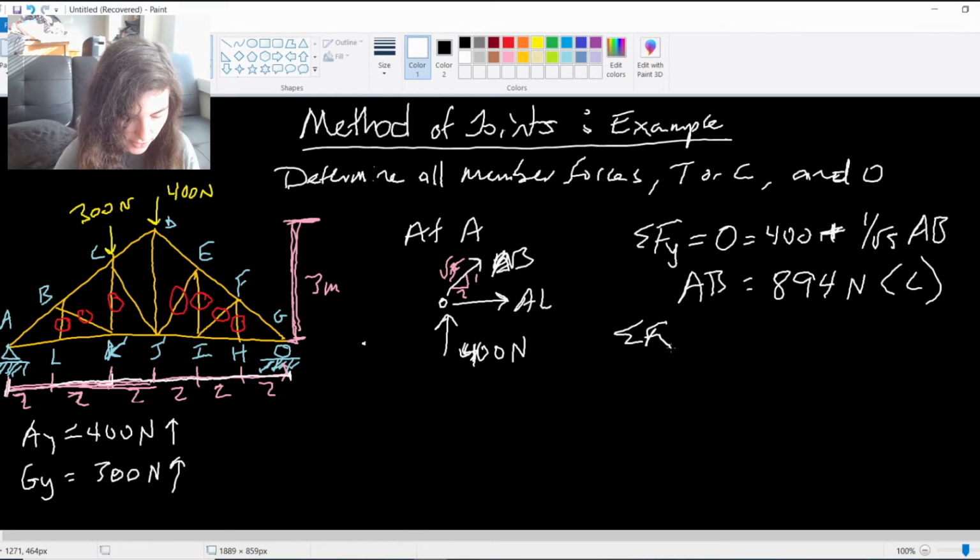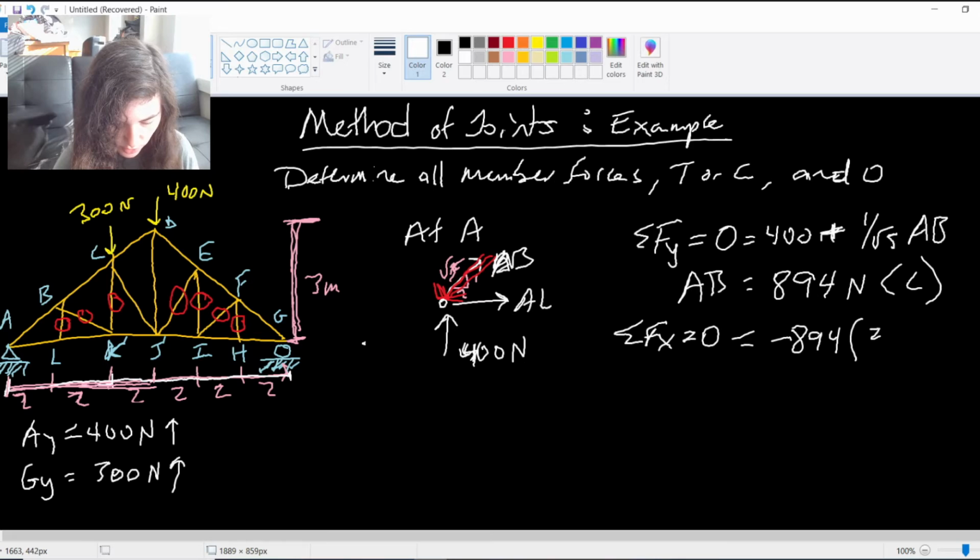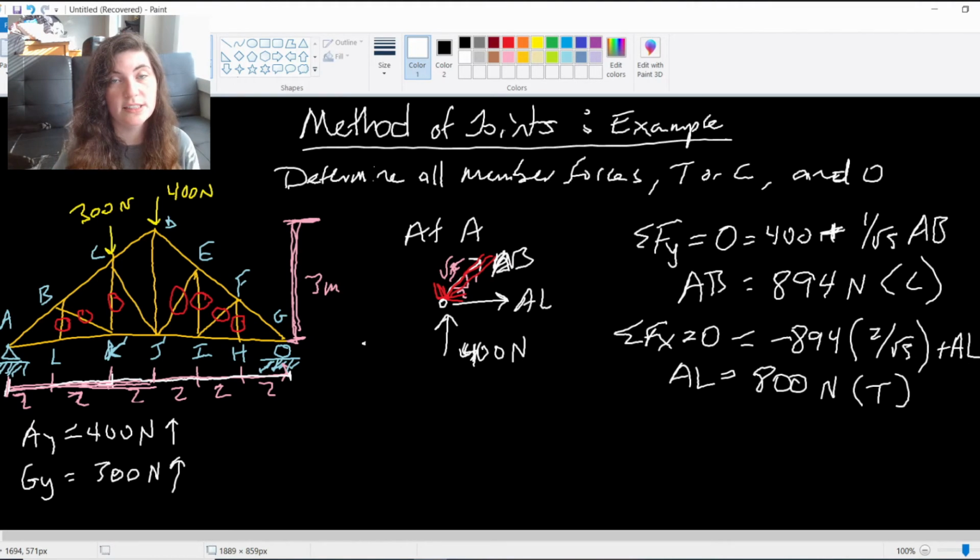Because now when I set up my x equilibrium equation, I want to make sure that this negative 894 is negative, because the actual force on that joint is pointing that way. So negative 894 times the x component, 2 over square root 5, plus AL, giving me the force in member AL of 800 newtons, and it ended up being positive, so this is in tension.